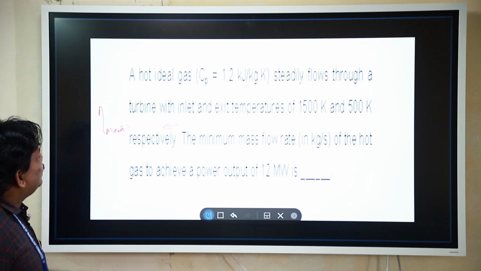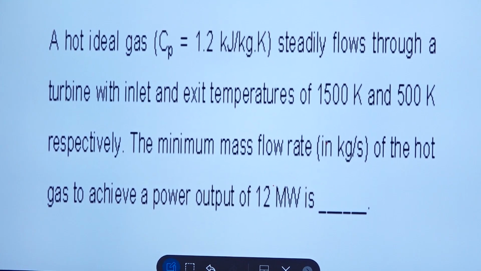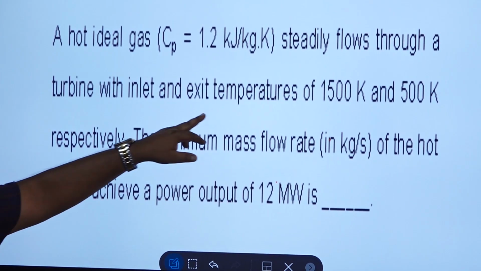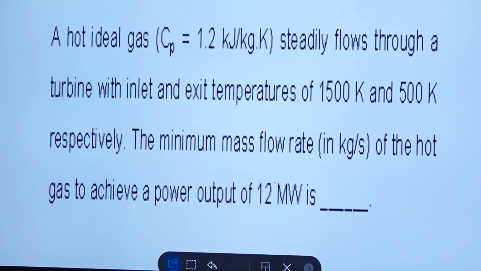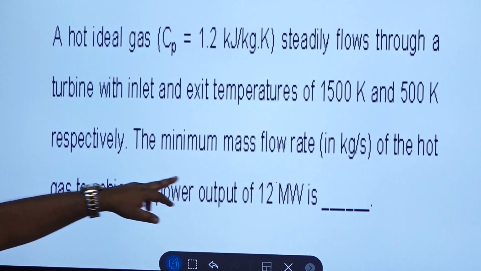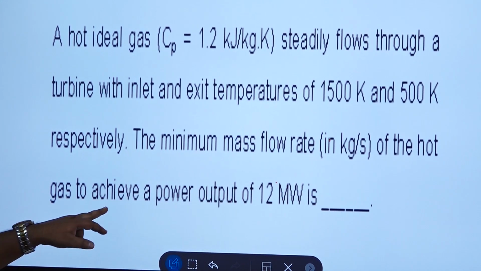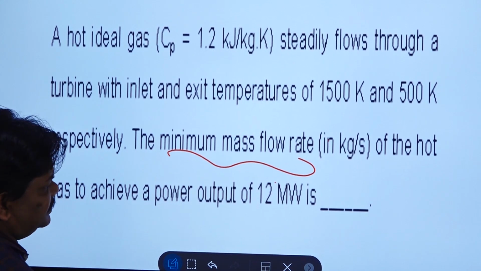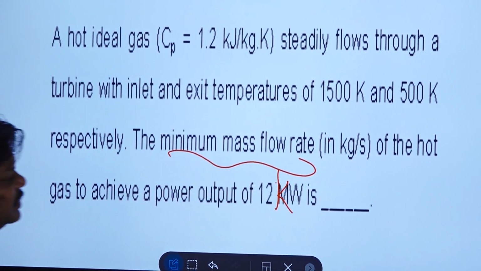Okay, next: a hot ideal gas steadily flows through a turbine with inlet and exit temperatures of 1500 Kelvin and 500 Kelvin. The minimum mass flow rate in kilogram per second of the hot gas to achieve a power of 12 kilowatt, not megawatt, it is 12 kilowatt, is to be found.